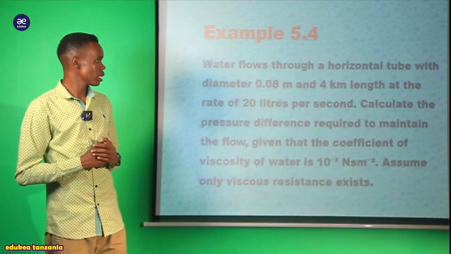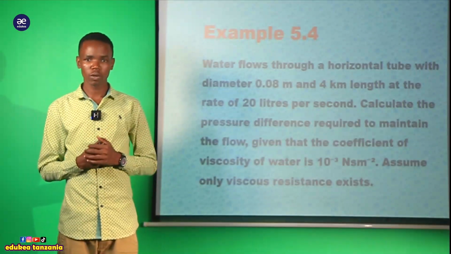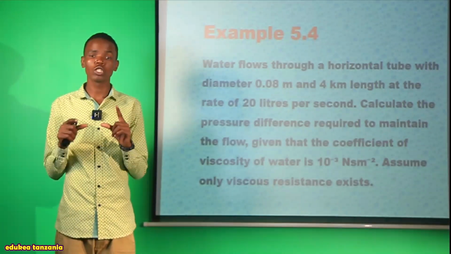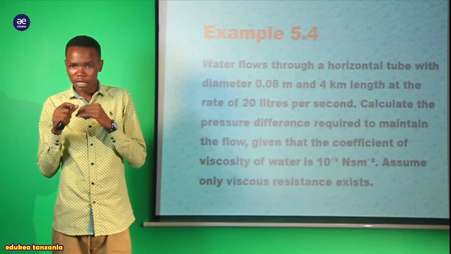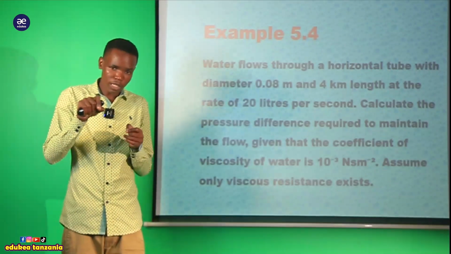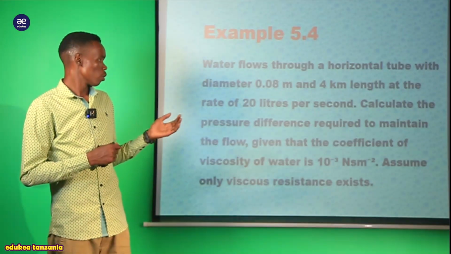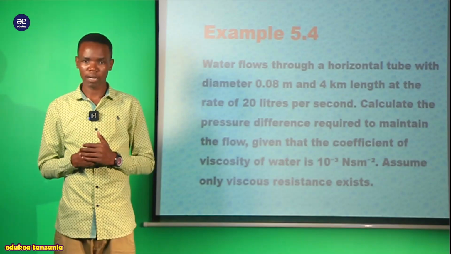So on our question here, we have the diameter, which is equal to 0.08 meter. And also we have the length of the horizontal pipe, which is equal to 80 kilometer. Now we are supposed to convert that length into meter. Kwa tutajaribu kuibadilisha kuipeleka kwenye meter. Also we have the volume flow rate, which is equal to 20 liter per second.